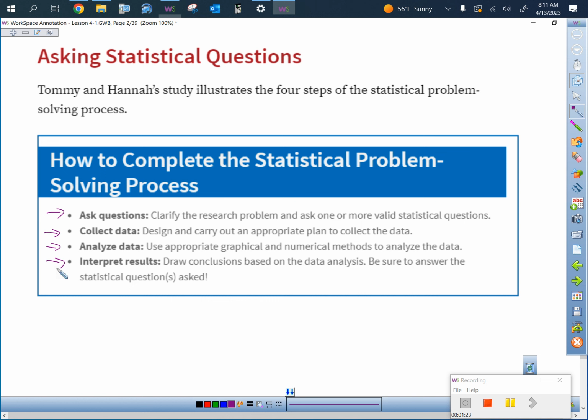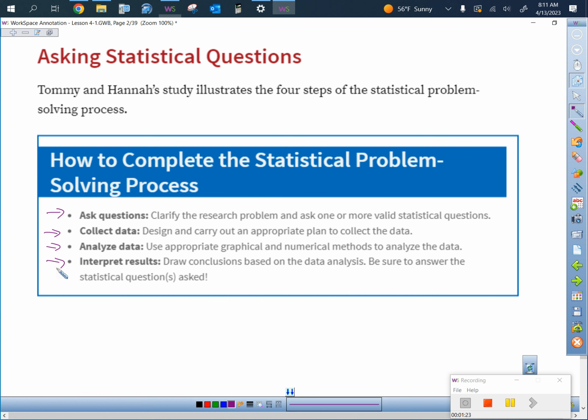Like Tommy and Hannah, they asked the question, which way is faster to get our food, drive-thru or go inside? So they asked that question. Then they had to collect the data. They did it for a couple of weeks. Then they analyzed it, and they said, yeah, look at this. And they finally interpreted it. They said, going inside was faster.